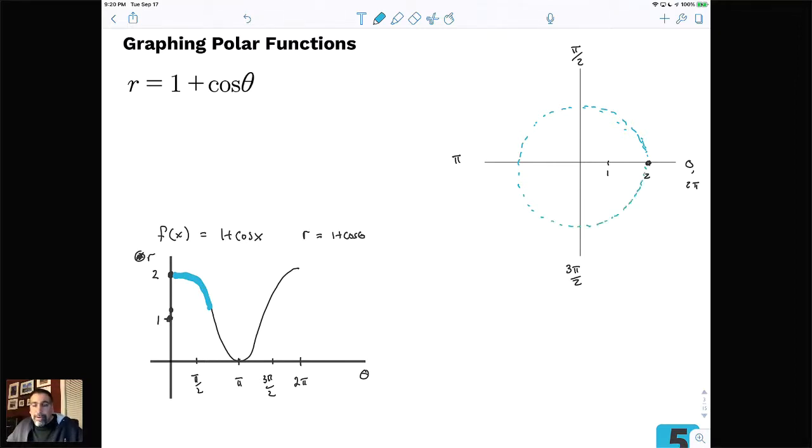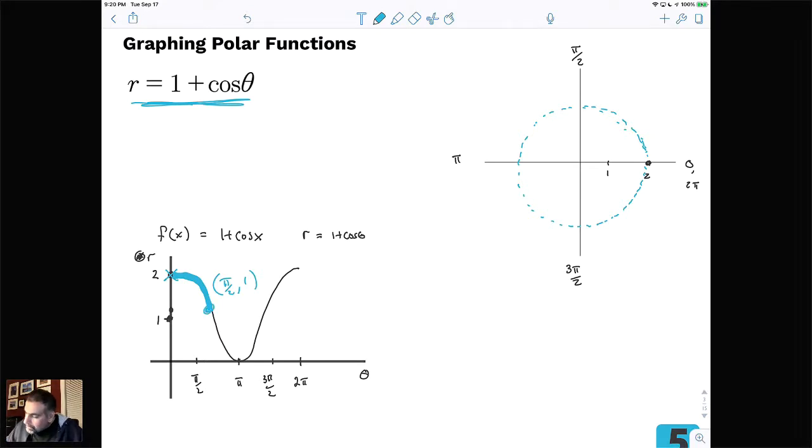But the fact of the matter is, the radius isn't staying 2. The radius is dictated by this equation right here. So what's happening is the radius is starting at 2, and by the time it gets to pi over 2, the radius has been sucked down to 1, and that's this value right here.